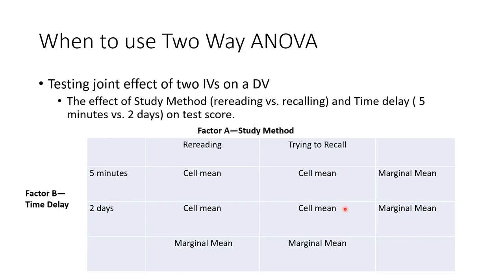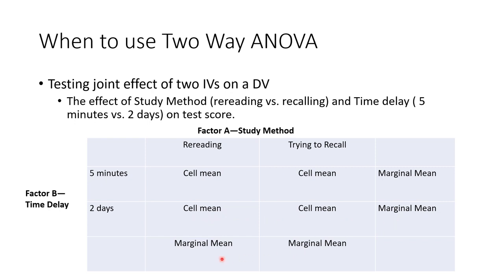You also need to be familiar with the term of marginal mean. This marginal mean is the marginal mean for 5 minutes. In other words, it is the average of these two cell means, at least when these two cell means have the same numbers of people in them. It's always the case that this marginal mean would be the average of everyone who took the test 5 minutes later. And this marginal mean would be the average of everyone who took the test 2 days later.